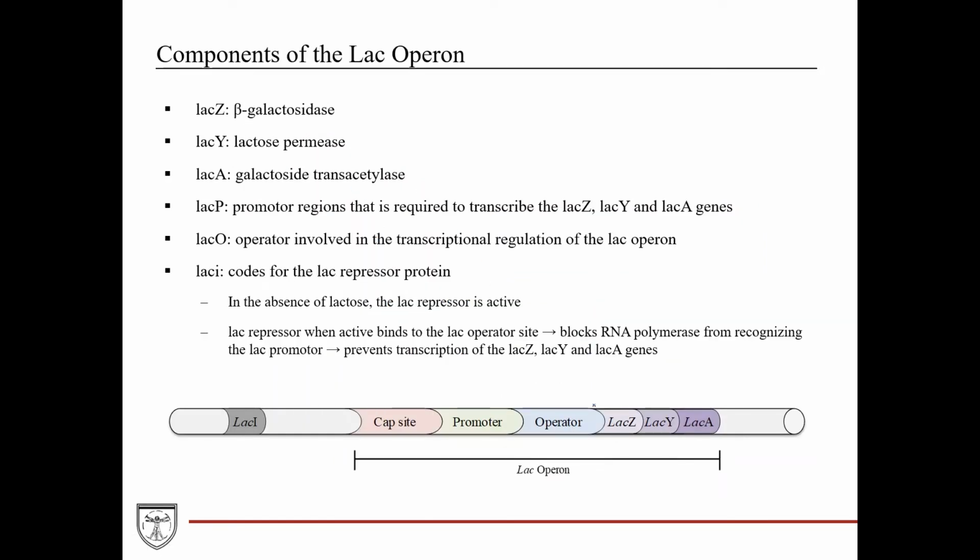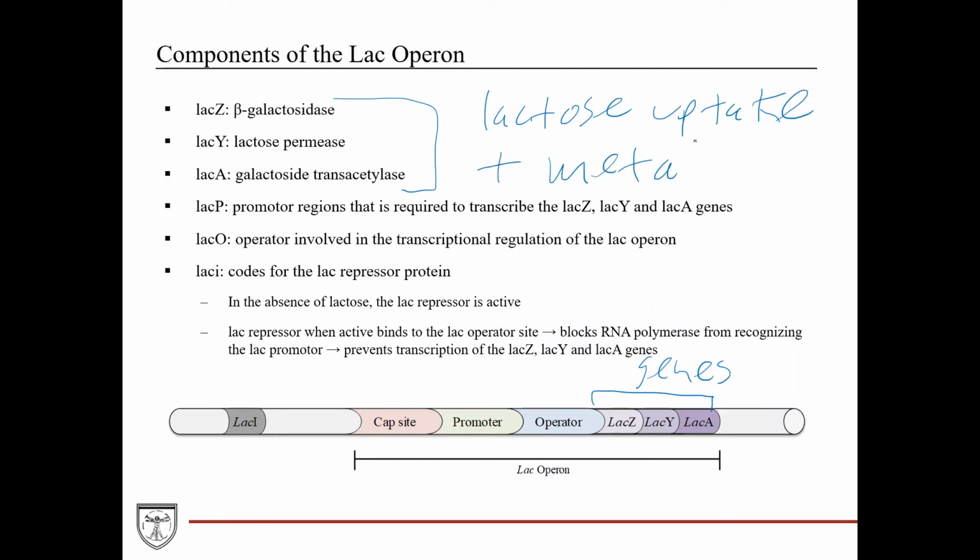So you have LAC-Z, LAC-Y, and LAC-A. These are the genes that we're coding for, and these are the genes right here. This is the proteins they code for. LAC-Z codes for beta-galactosidase, LAC-Y codes for lactose permease, and LAC-A codes for galactoside transacetylase. And these 3 proteins are involved in lactose uptake and metabolism. And that's the key thing. Beyond that, you don't need to know the specific function of each of these unless your professor really made a big deal about it and expects you to know it on their exam.